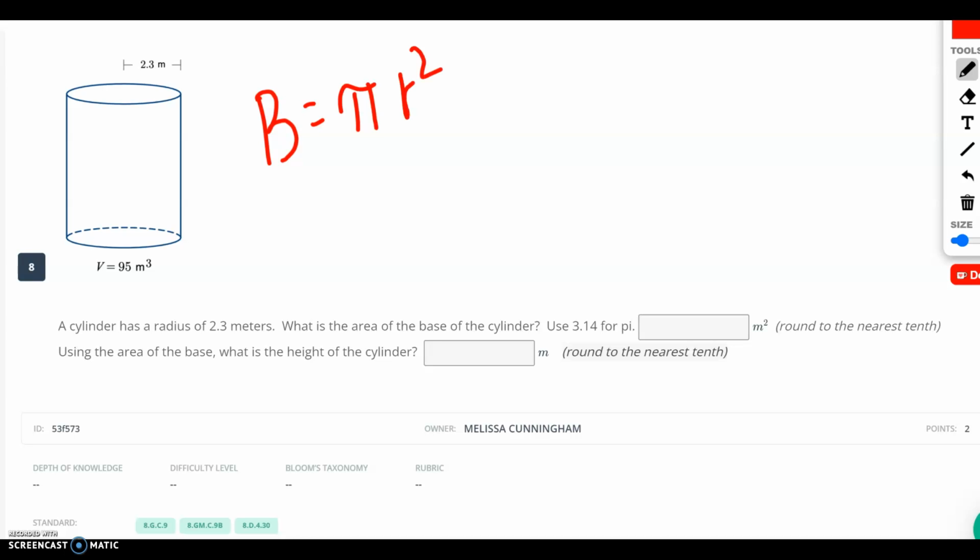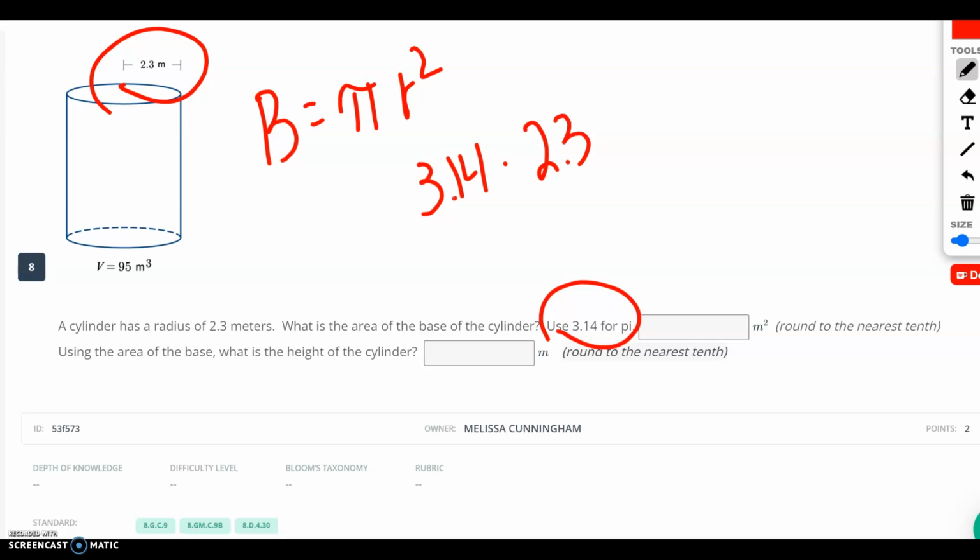You're just finding the area of the circle. We know our radius is 2.3, and it's telling us use 3.14 for pi. So we're going to take 3.14 times 2.3 squared. When we put all of that in our calculator, we are going to get an answer of 16.6 when we round it to the nearest tenth.